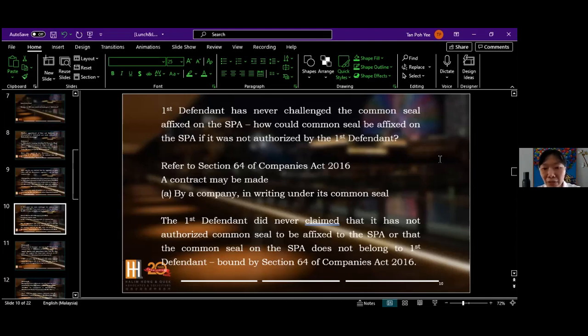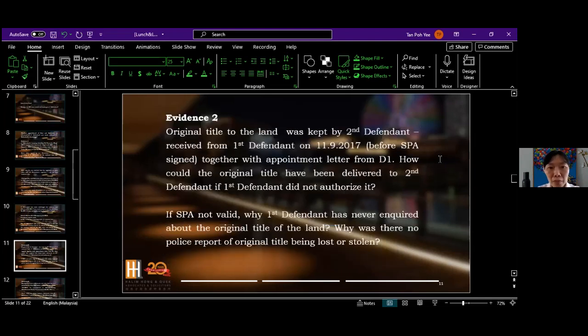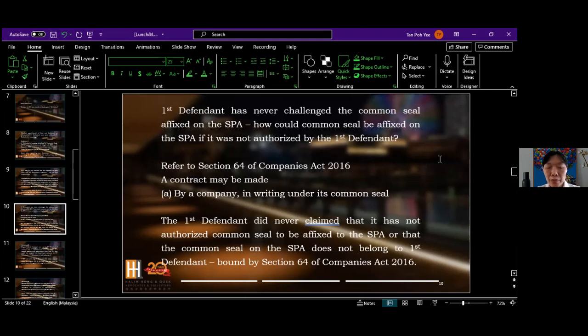So the first defendant had never claimed that they did not authorize the common seal, or that the common seal was stolen or did not belong to the first defendant, nothing of that sort. So in effect, what the court is saying is that the SPA's validity still complies with section 64, and it's still a valid contract.